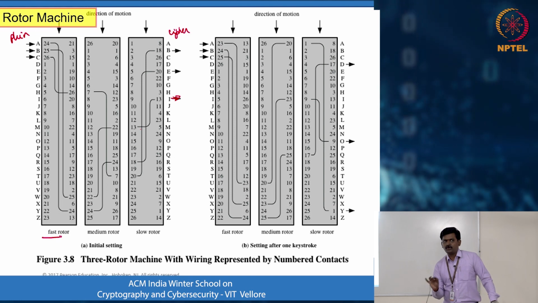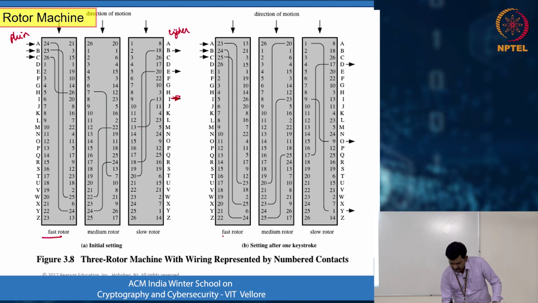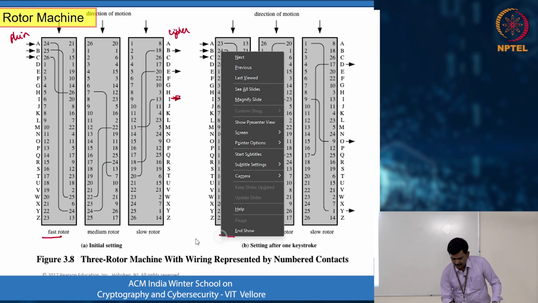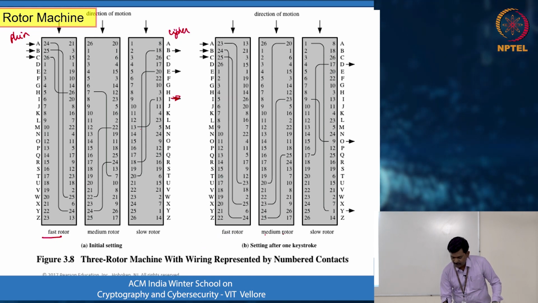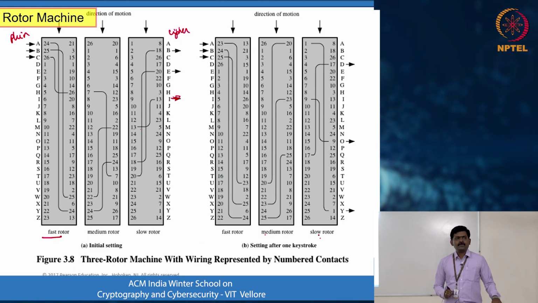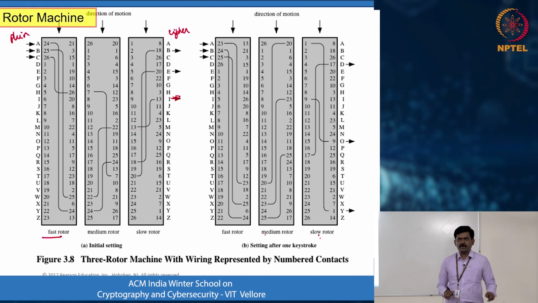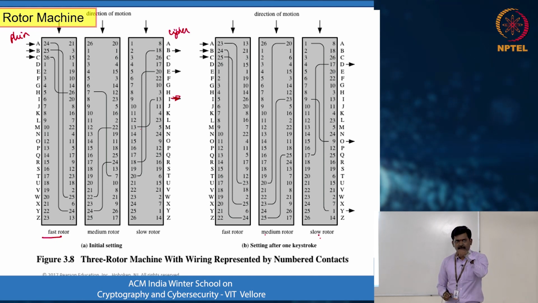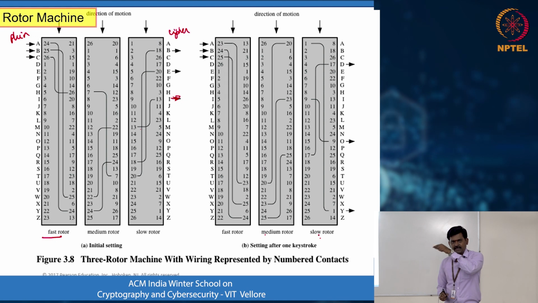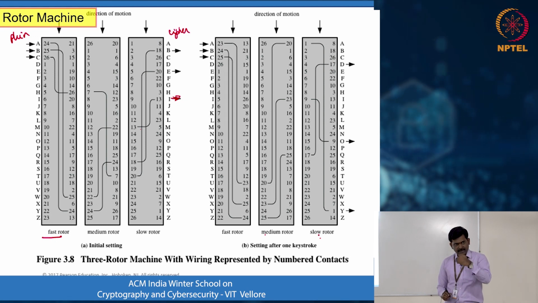Second motor, third motor don't rotate. So you see here, that's why it is called fast rotor. This is medium rotor, this is slow rotor. So the leftmost is the fast, because the moment you hit one alphabet, it produces and it rotates.